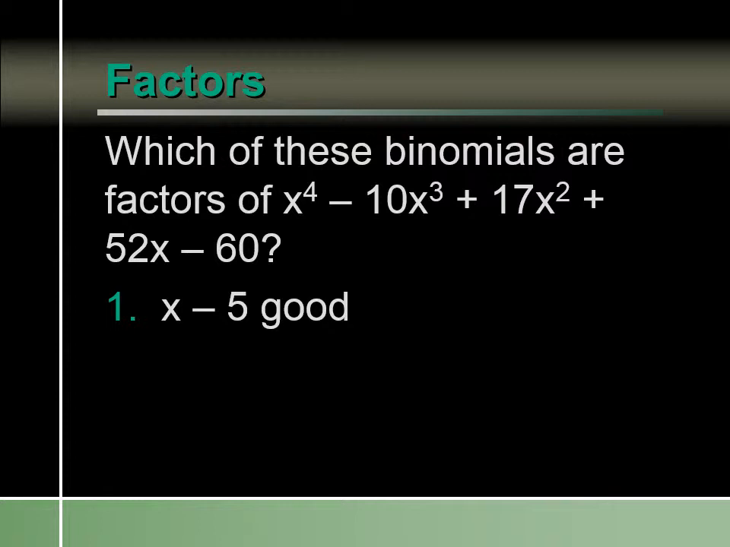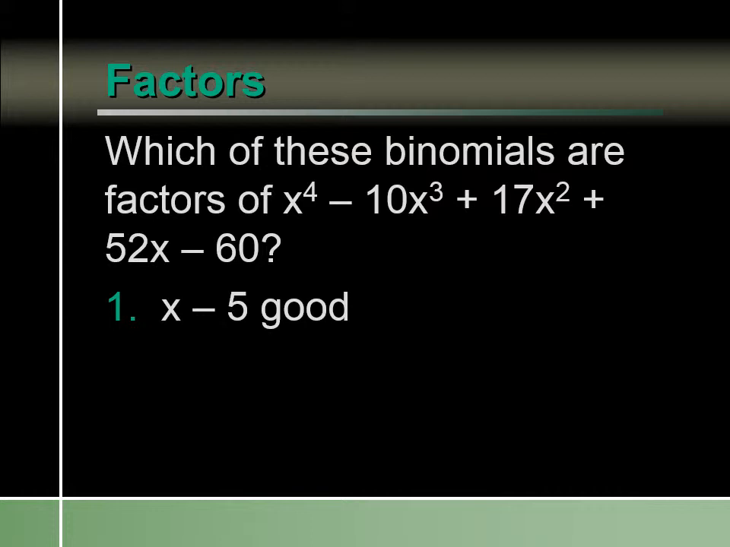It says good. So if we have the binomial x minus 5, before we would have to do x to the 4th minus 10x cubed plus 17x squared plus 52x minus 60 divided by x minus 5 and do long division and see if it worked. And if it divided evenly using long division, then it was a factor. But if we divided it and we got a remainder, then x minus 5 was not a factor. We don't have to do that anymore, okay?